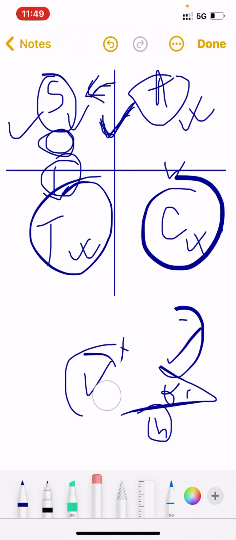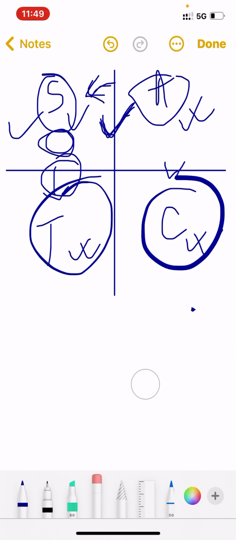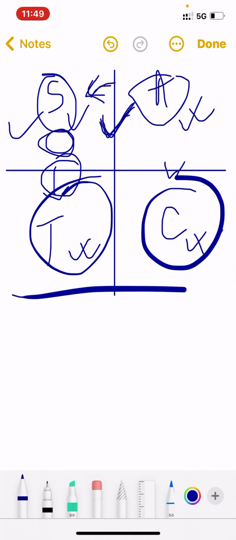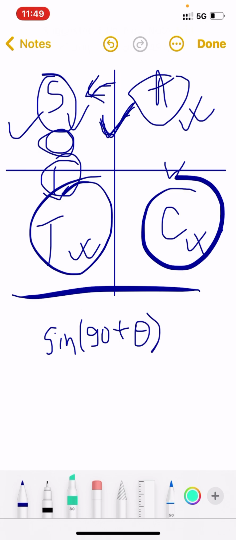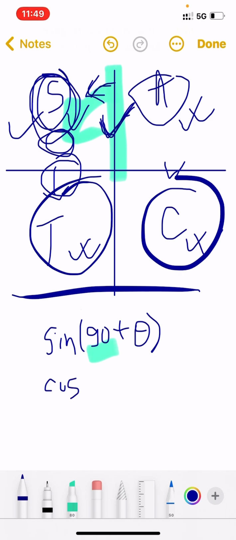So basically what you have to learn is that you have to go from this quadrant to this quadrant. Take sine 90 plus theta, where 90 is over here plus theta. Since there is a 90, this will change, so this will be cos. Now whether it will be positive or negative, we have sine, and sine is positive here as well, so it will be cos theta.